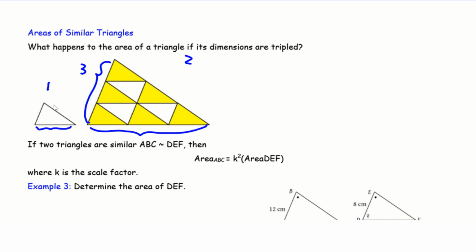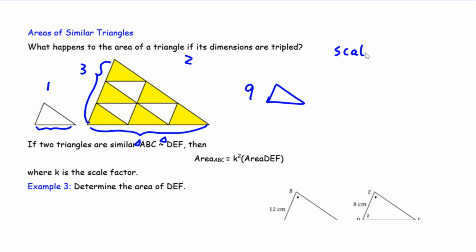Then we are going to count how many triangles are in this bigger triangle. So 1, 2, 3, 4, 5, 6, 7, 8, 9. So we have 9 small triangles. It also means that the area means a covered surface. So the covered surface is 9 times of the similar triangle, the first one. So it means if 2 triangles are similar, then the area is the squared of the scale factor.